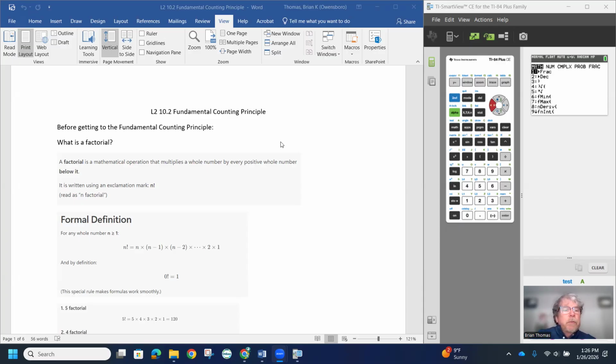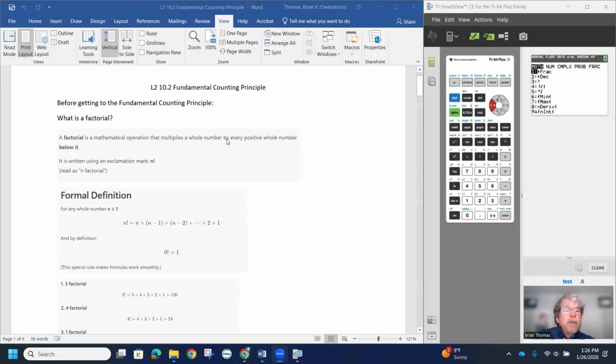One of the things we have to know before we get into the fundamental counting principle is what a factorial is. A factorial is a mathematical operation, a little bit different, that multiplies a whole number by every positive whole number below it. It's written with an exclamation point. A lot of times we see this as n factorial. So an exclamation point implies special math.